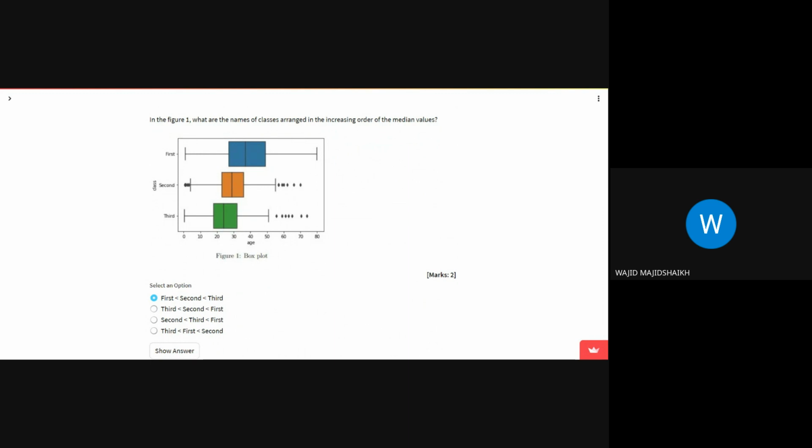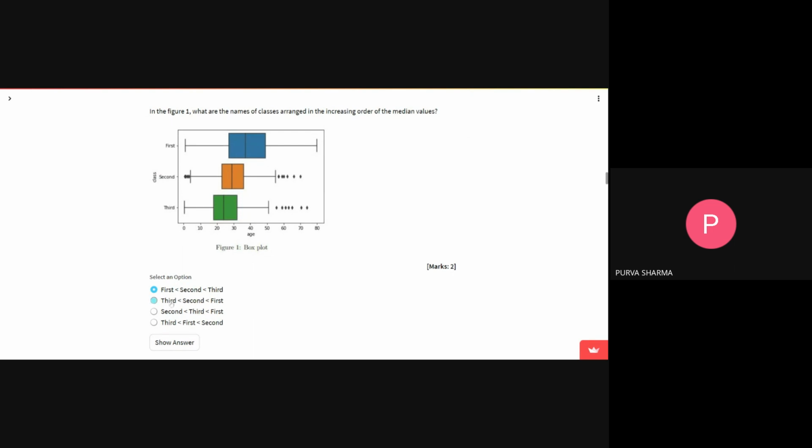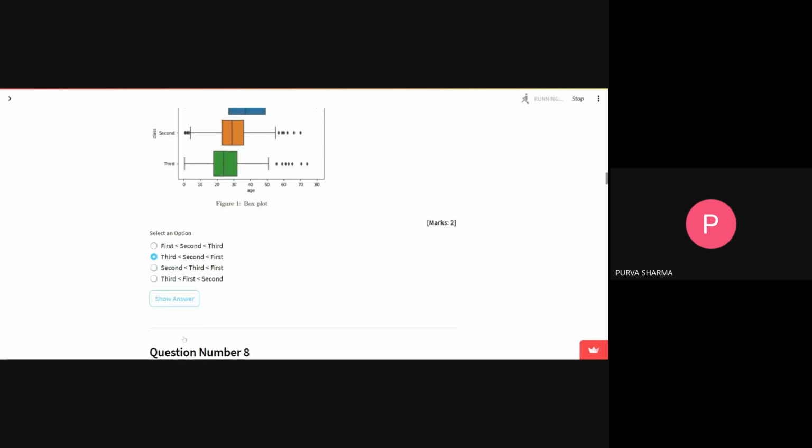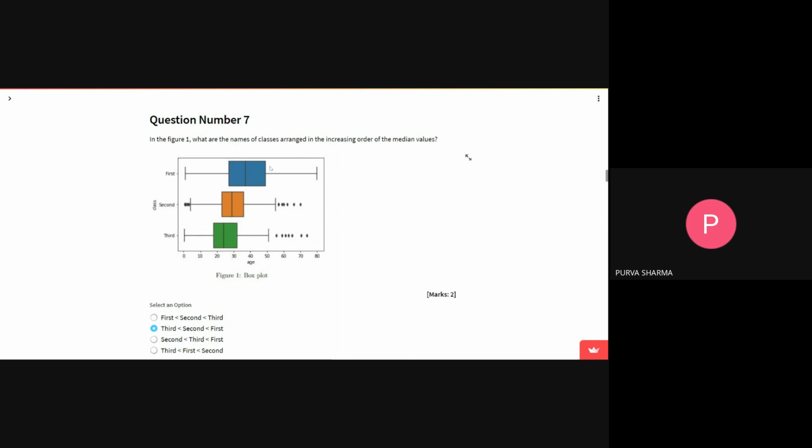Second. Third, second, first. Second option. Alright, so the second option should be correct because we want to arrange it into increasing order. So yeah, the lowest will be for third. It will be better for the second class and highest for the first class.